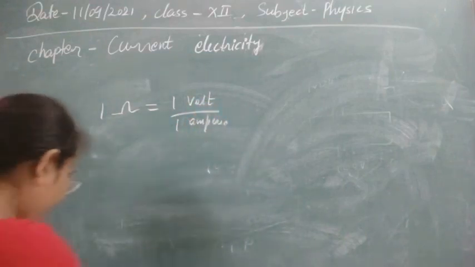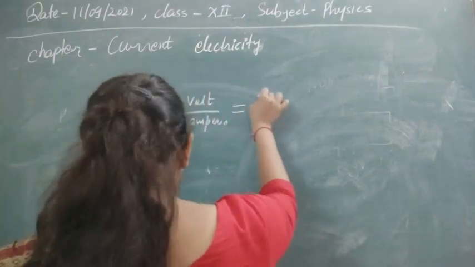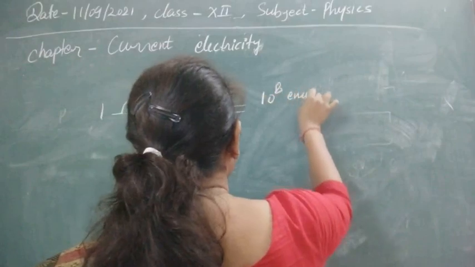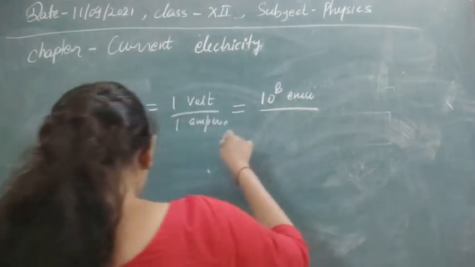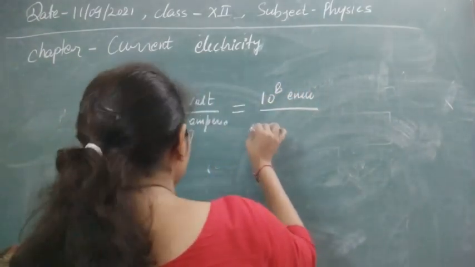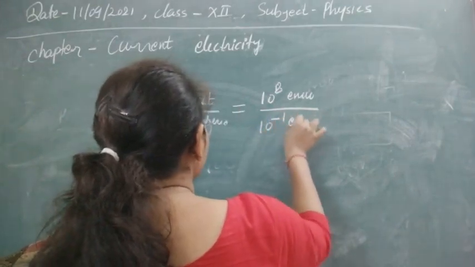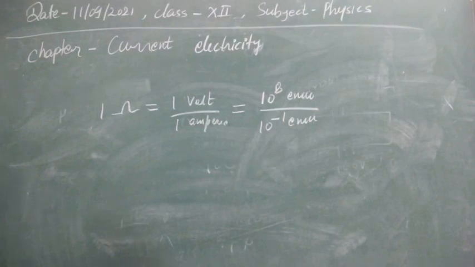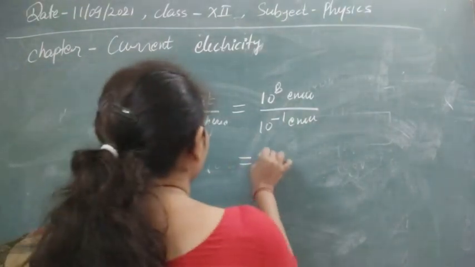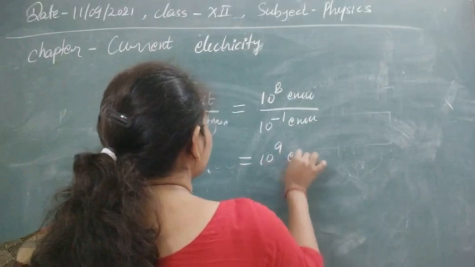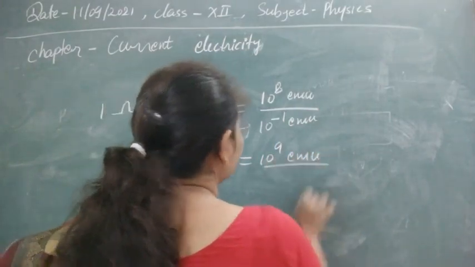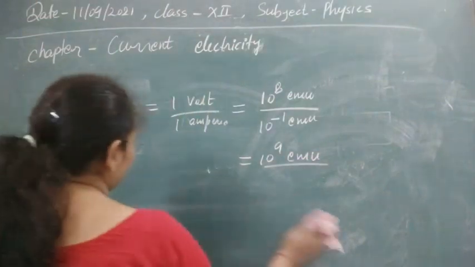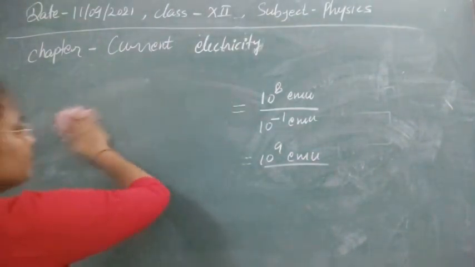Now you can write 1 volt in terms of EMU. So this is equal to 10 to the power 8 EMU of potential, and if you write the current, it is equal to 10 to the power minus 1 EMU of current. So in terms of the EMU unit, you can convert it. Now if you solve, you can find that 1 ohm resistance is equal to 10 to the power 9 EMU. So this is the conversion of the units into each other that we have written now.